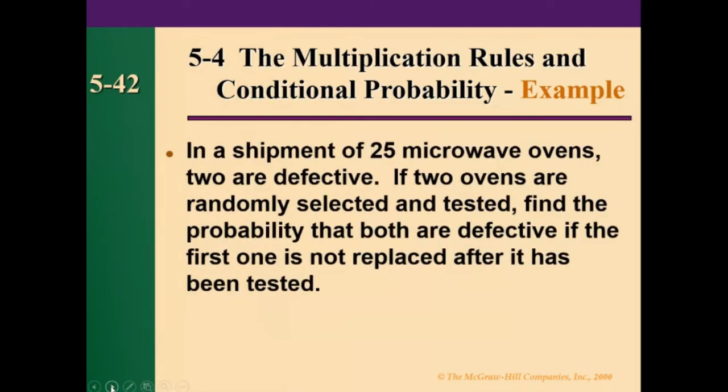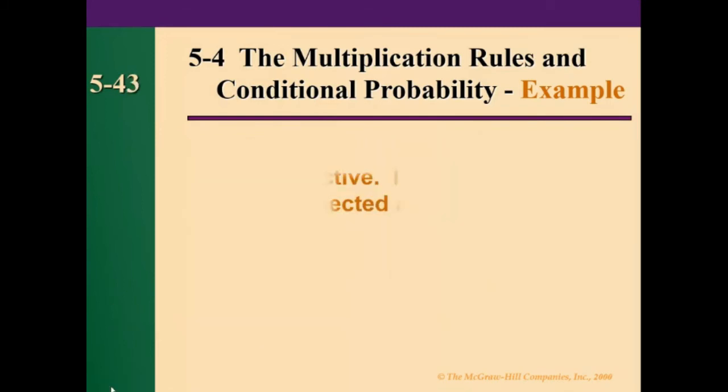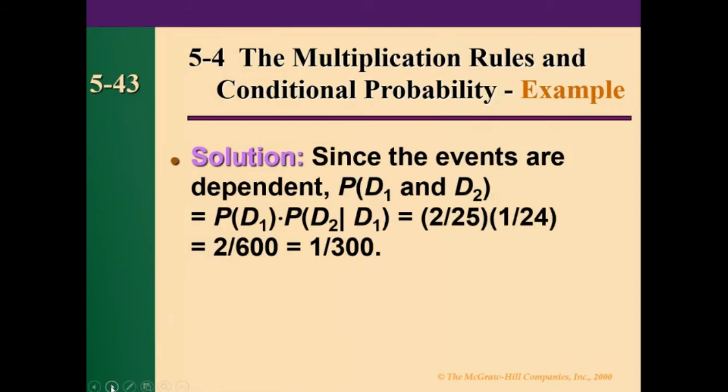So in a shipment of 25 microwave ovens, two are defective. If two ovens are randomly selected and tested, find the probability that both are defective if the first one is not replaced after it has been tested. So, ito yung solution. Di ba? So, ayun, yung probability nung first is 2 over 25 times. And next one na. So, since nakapag-test na kayo sa una, ibig sabihin 24 na lang yung natitira. Kaya, 1 over 24. Okay, gets nyo?